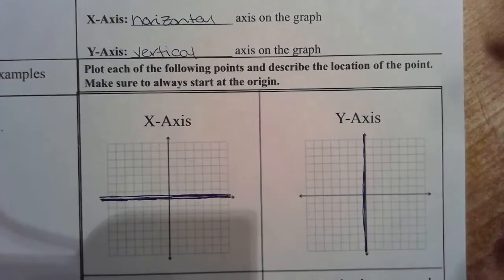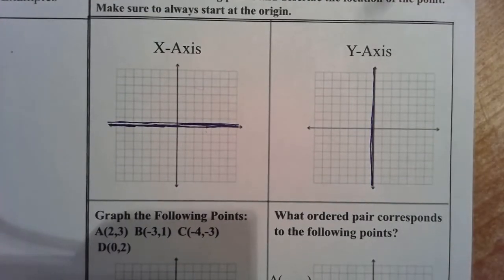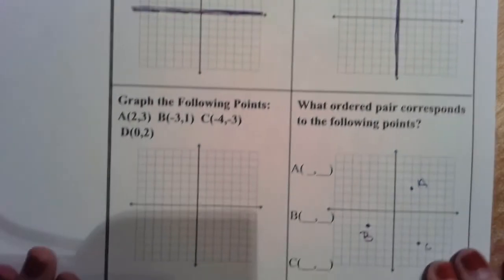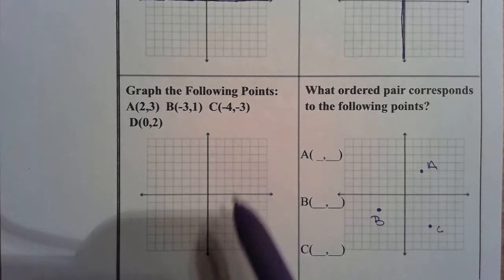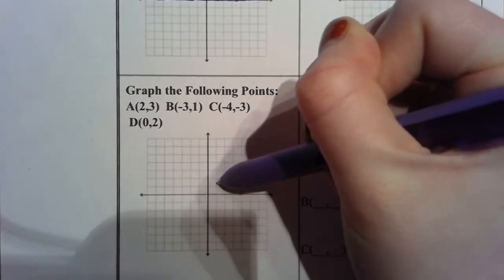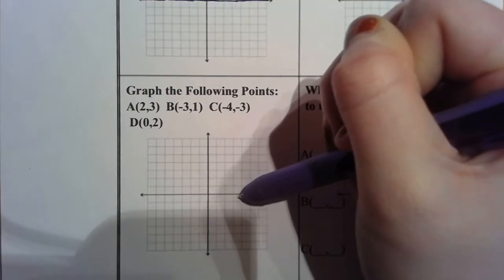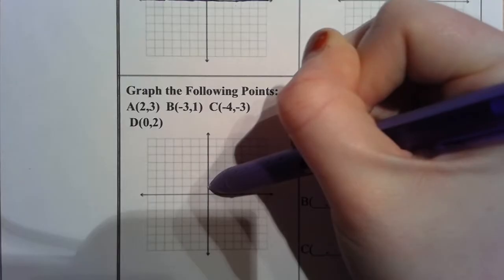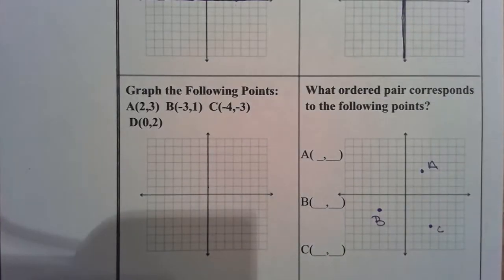All right, so let's graph a couple points. Now if I were to graph the points A, B, C, and D, we're going to graph them on this graph here, and we're going to count each one of these little boxes as one unit. So this is 1, 2, 3, 4, and similarly 1, 2, 3, 4, and so on and so forth, right?